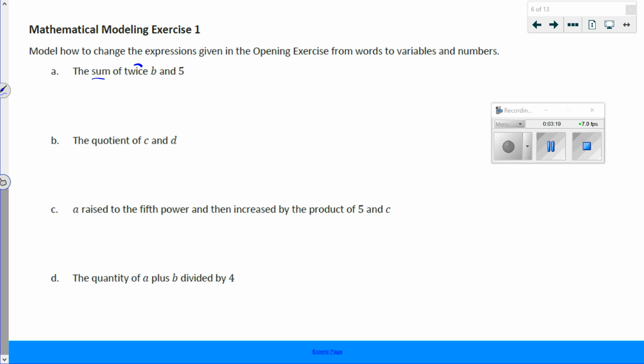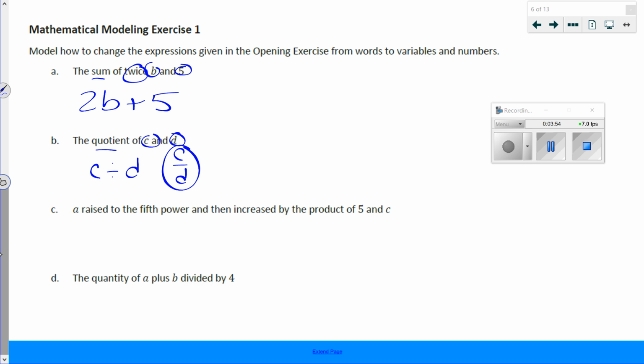Okay, let's do this one. We have the sum of twice B and 5. That means 2B plus 5. Quotient of C and D, that's just straight up division. C divided by D. Honestly, I don't care if you write it as a fraction or with a division sign. I'll be honest, you're going to be more likely to get it correct if you use a fraction bar, because that fraction bar acts as a grouping symbol in all of these cases. If you don't have the parentheses correctly with the division sign, you're going to end up getting it wrong. So my personal preference, guys, would be to use the fraction bar.